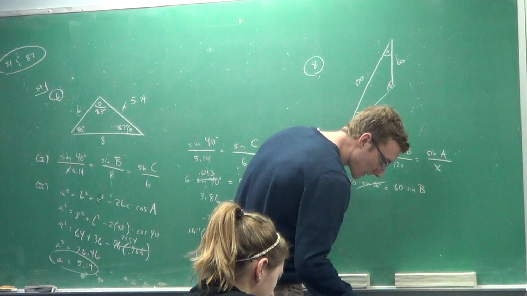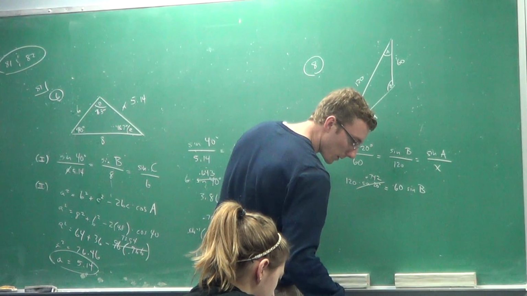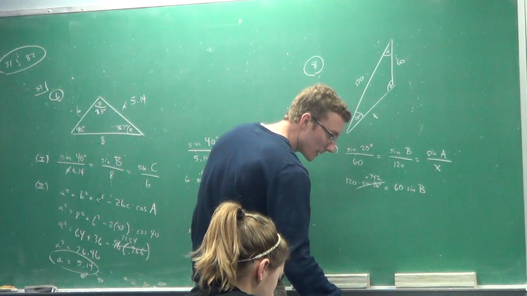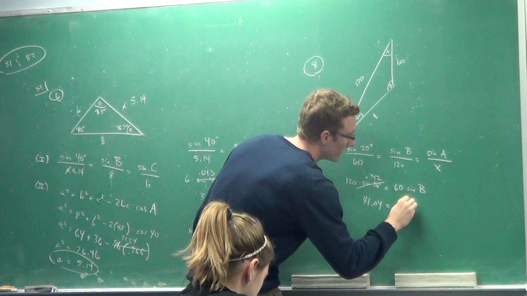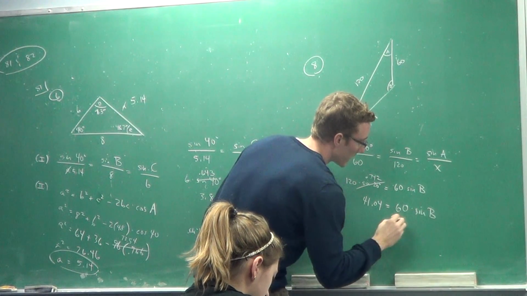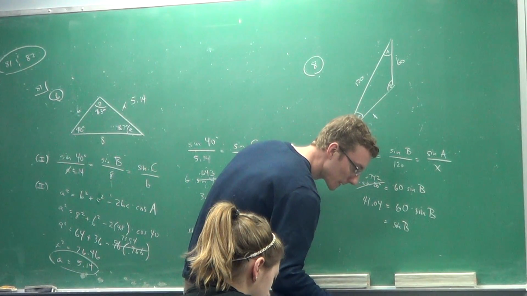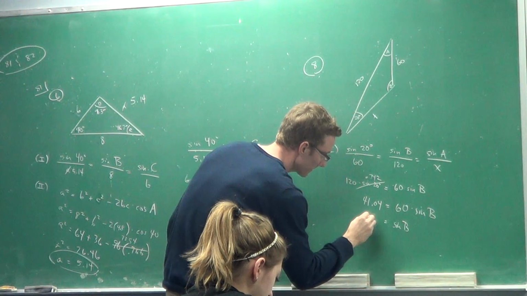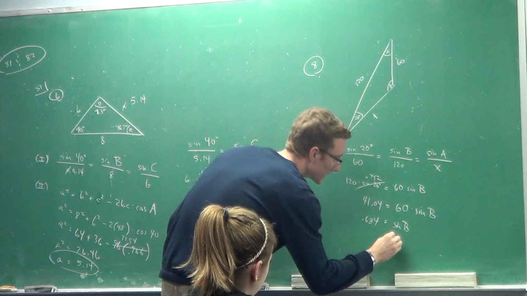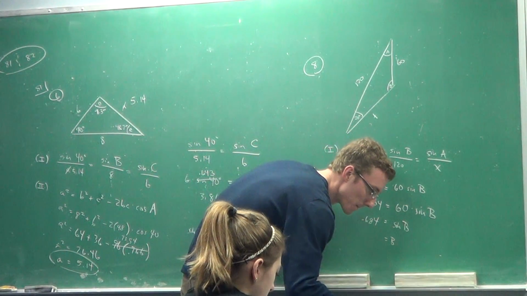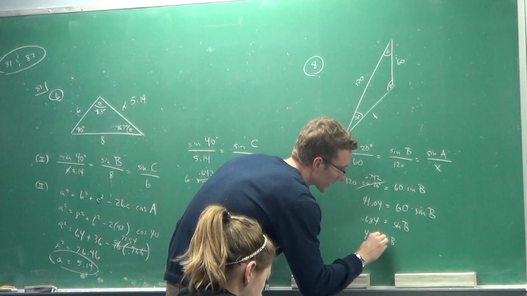The sine of 20 is 0.342. And when you multiply that by 120, you get 41.04. Divide by 60, and you get the sine of B, 0.684. Take the inverse sine to get B by itself, and you get B equals 43.16 degrees.